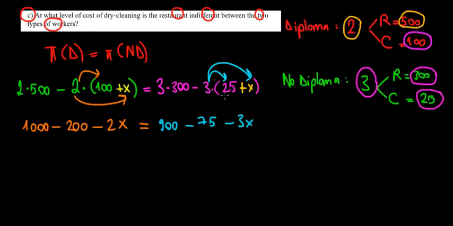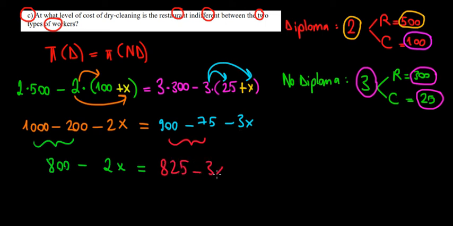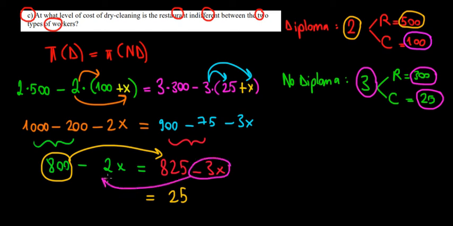Let's take numbers on one side, the x is on the other side. So what do we get? We have 1,000 minus 200, that's 800 minus 2x is equal to, and over here we have 900 minus 75, that's equal to 825 minus 3x. Okay, now let's bring the numbers on one side. If we take 800 over there, it's going to be 825 minus 800, so that's equal to 25. And if you take the x's on the left side, so we bring minus 3x over there, we have minus 2x plus 3x, and that's equal to x.